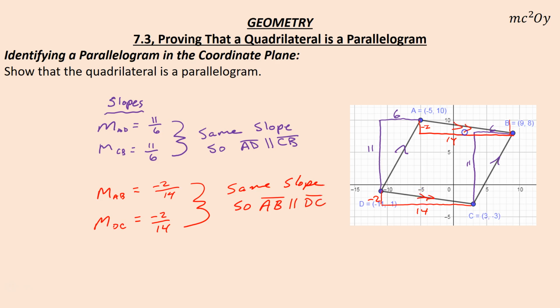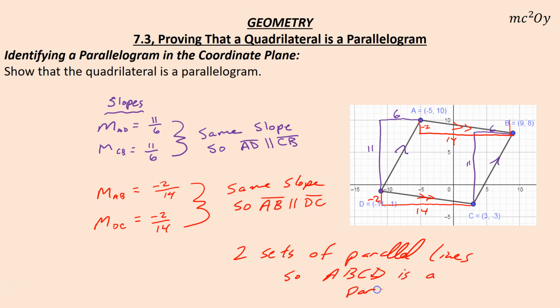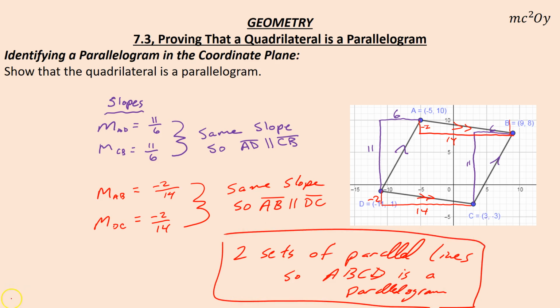All right. We have now proven it, because we have two sets of parallel lines, so ABCD is a parallelogram. All right. I think that's all.